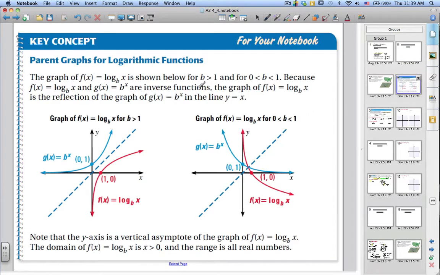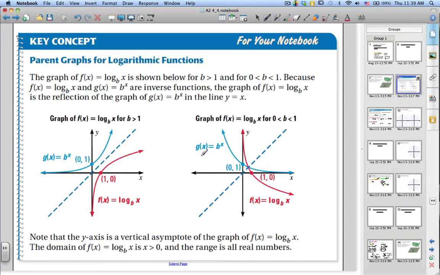So when we talk about logarithmic functions, you see this is the graph of an exponential function. And you see the graph of the logarithmic function is its inverse. So we know that they are symmetrical around the equation y is equal to x. And what it does is it flips across the line and it rotates 90 degrees.